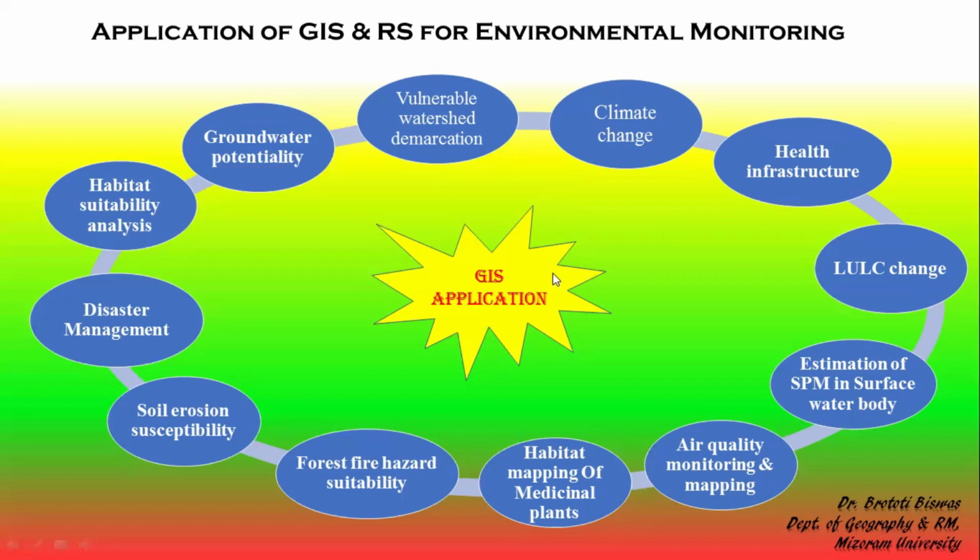So the examples that today I will be showing are how to use GIS or the GIS application in climate change, vulnerable watershed demarcation, groundwater potentiality, habitat suitability analysis, disaster management, soil erosion susceptibility, forest fire hazard suitability, habitat mapping of medicinal plants, air quality monitoring and mapping, estimation of SPM in surface water body, LULC change, and health infrastructure. So this is again not an exhaustive list. There can be various others also.